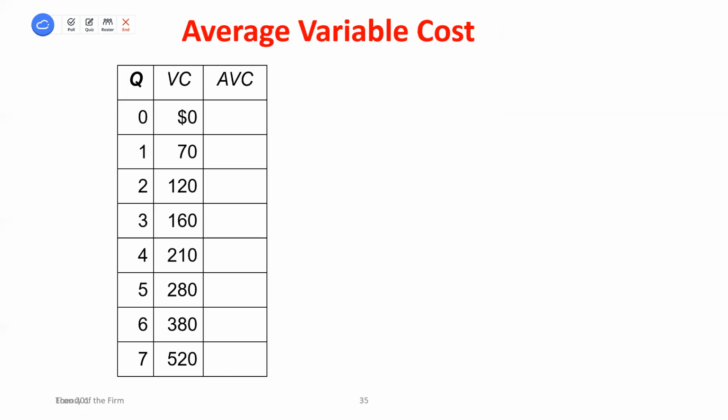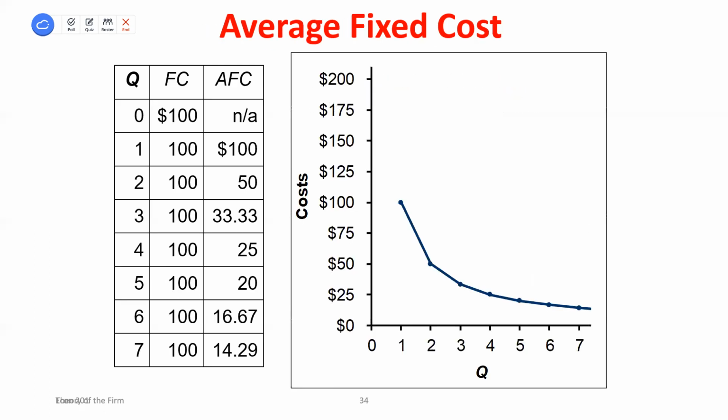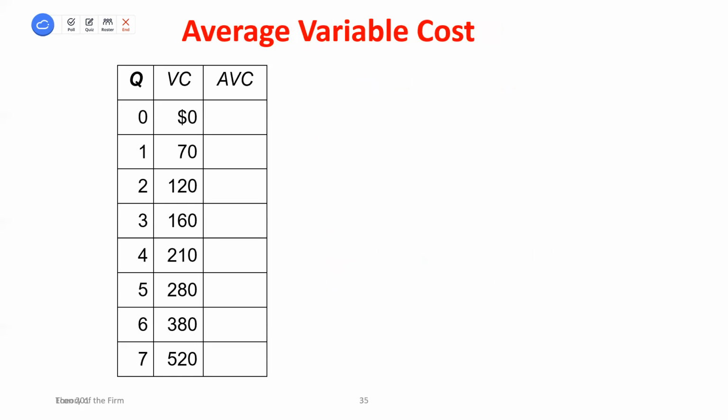So, looks something like that. Right? And that's just the actual points in this table plotted out, but it's always going to have this downward slope. Okay? What about average variable costs?